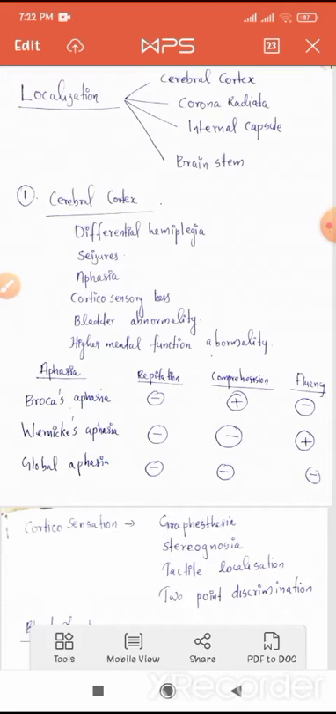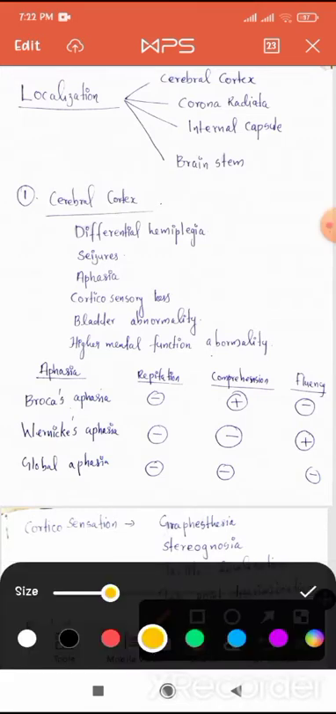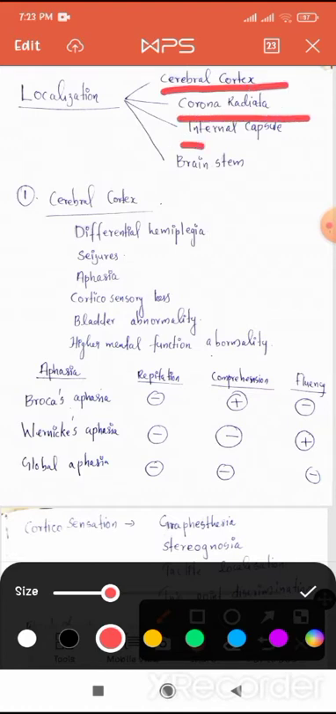First of all, we should know where the locations are. It may be at the level of the cerebral cortex, at the corona radiata, at the internal capsule, or at the level of the brainstem. The brainstem is again divided into midbrain, pons, and medulla. Now, first of all, coming to the cerebral cortex, a lesion in the cerebral cortex.